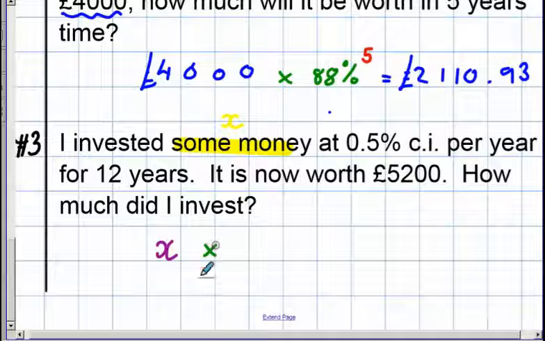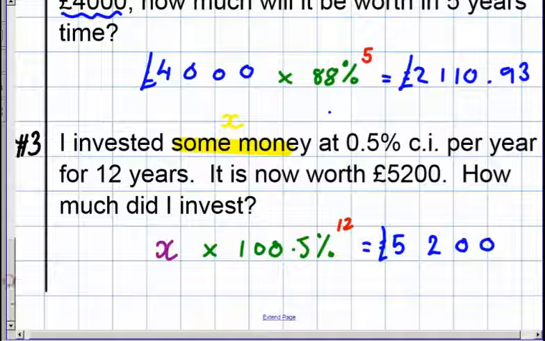I would multiply it by what if I wanted to increase it by 0.5%? Think about it. Think about what the interest rate is. 100.5%. What would the power be? 12. Good. And that, I know, is equal to 5,200.